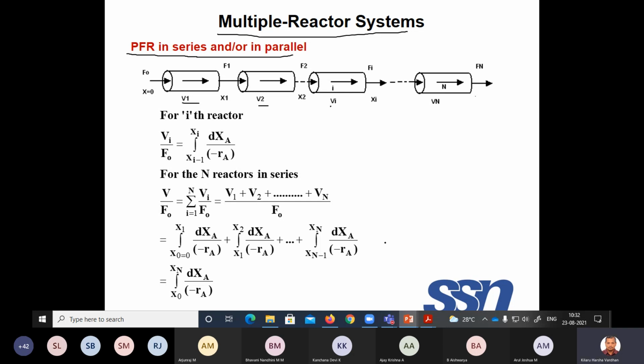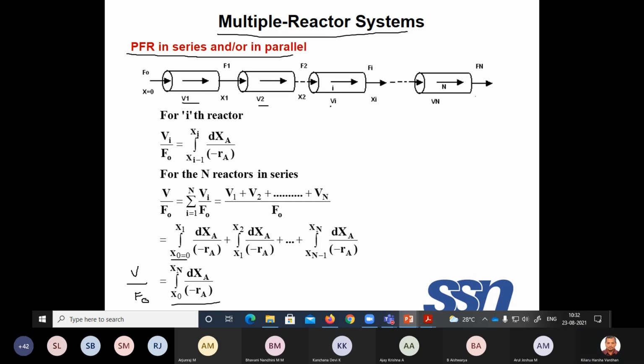So you know that this upside integral is the downside. This upside integral is the downside. This upside integral is the downside. So you can cancel out all and you can put this to this. That is what I'm trying to claim: dXA by minus rA. What does this tell? What does this tell? This is V by F naught. V by F naught. What does this tell? Anyone can give this answer.